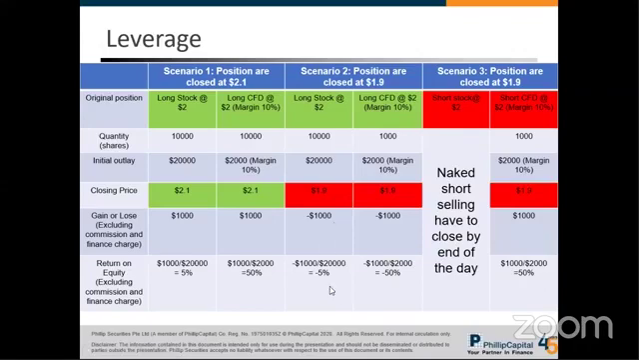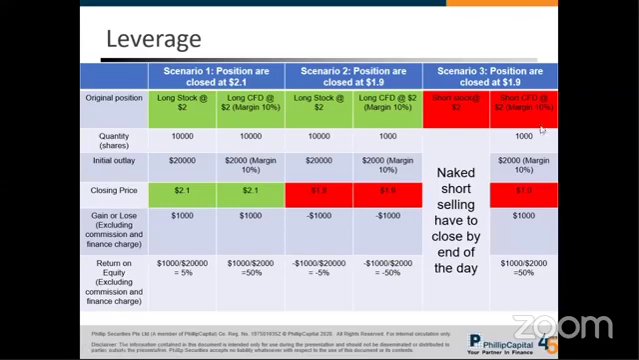So you can see at this stage, if I'm using equity, just stock, I'll have a 5% loss. But if I'm using CFD, my loss can be amplified to 50%. So you can see CFD has the leverage to amplify both your loss and return.